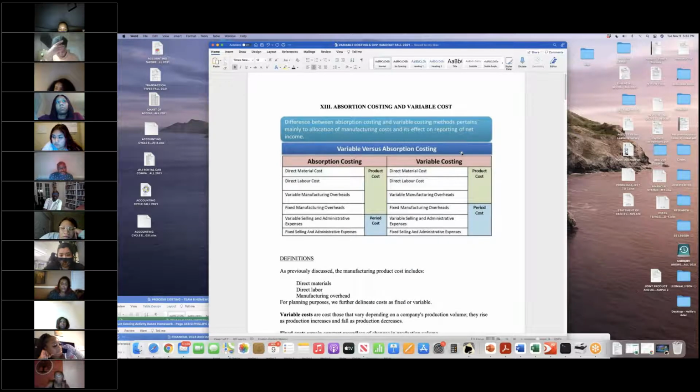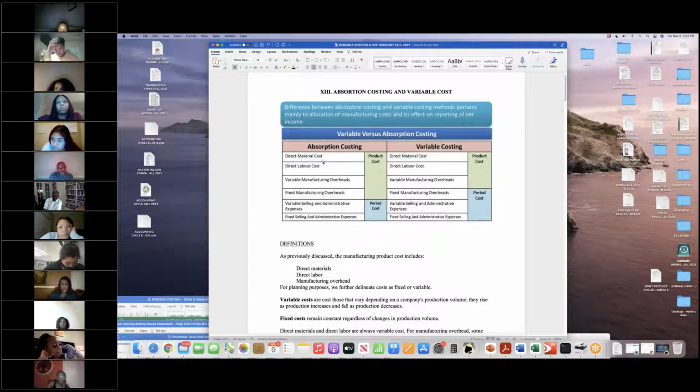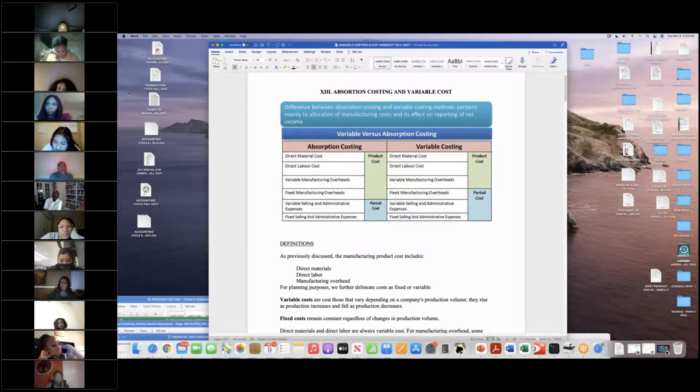So when we plan, we've been doing absorption costing, where the product cost consists of materials, labor, and the overhead. And then we subtract selling and administrative expenses to get our net income. That's absorption costing. That's what we've been doing. We're now moving to variable costing.